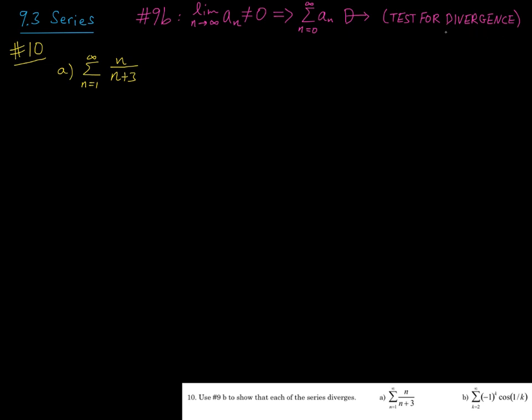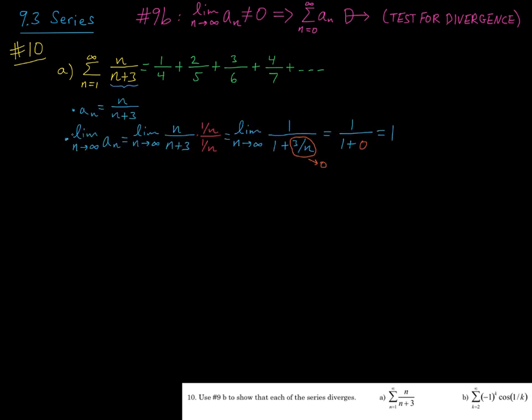test for divergence. And so to illustrate with part A, we're looking at the sum of n over n plus 3 as n varies from 1 to infinity. So here's the first few terms: a quarter plus 2/5 plus 3/6 plus 4/7, so on and so forth. Okay, so here a sub n is n over n plus 3, and to take the limit of a sub n as n approaches infinity, I'll go ahead and divide the numerator and denominator by n. So we're looking at the limit of 1 over 1 plus 3 over n, and as n approaches infinity, 3 over n approaches 0. So we see that the limit of a sub n is equal to 1.